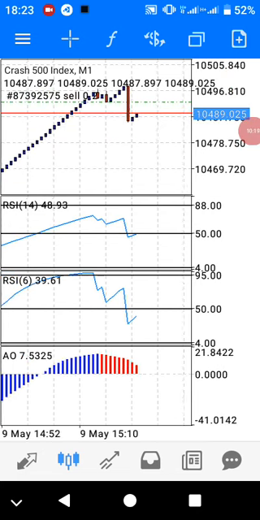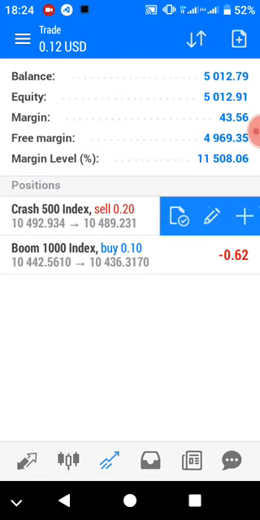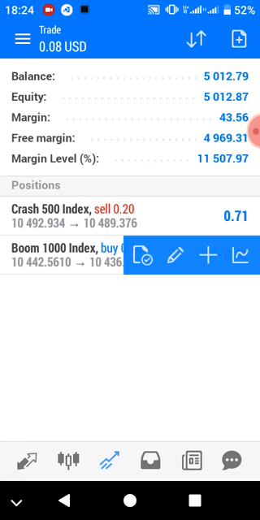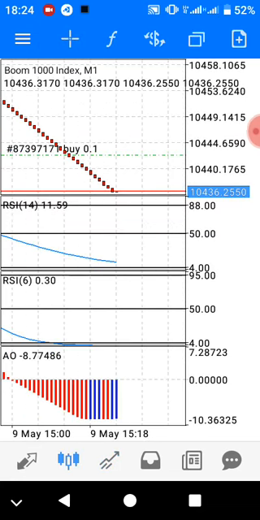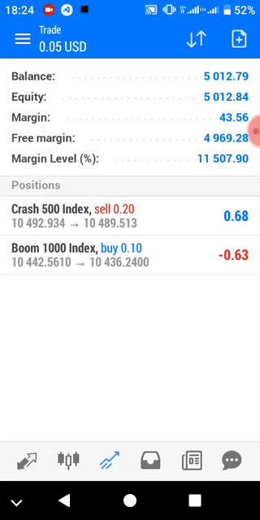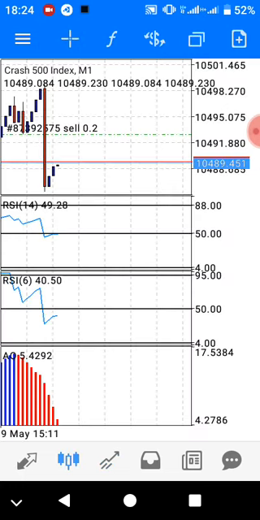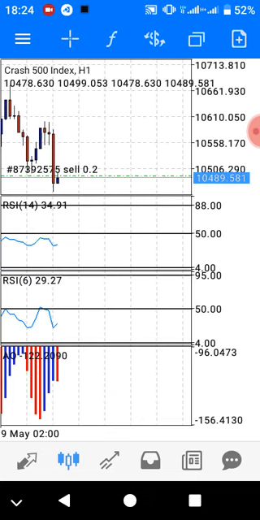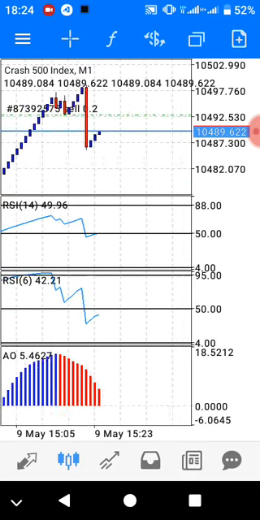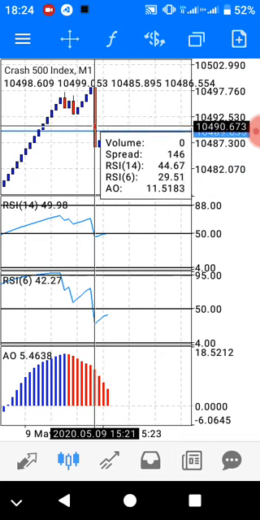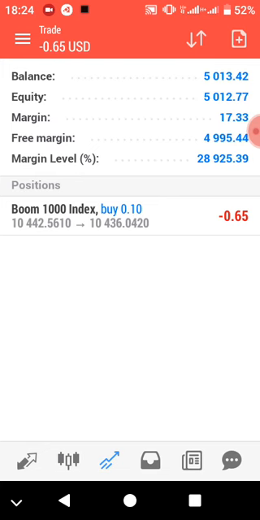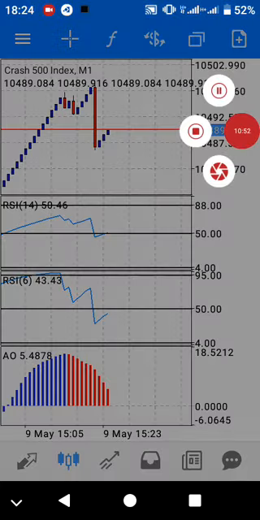Okay, so this is how it works, this crash. I will take my profit. I'm waiting for this to spike up. This crash happened here. This one, it spiked down. So that's how it works.